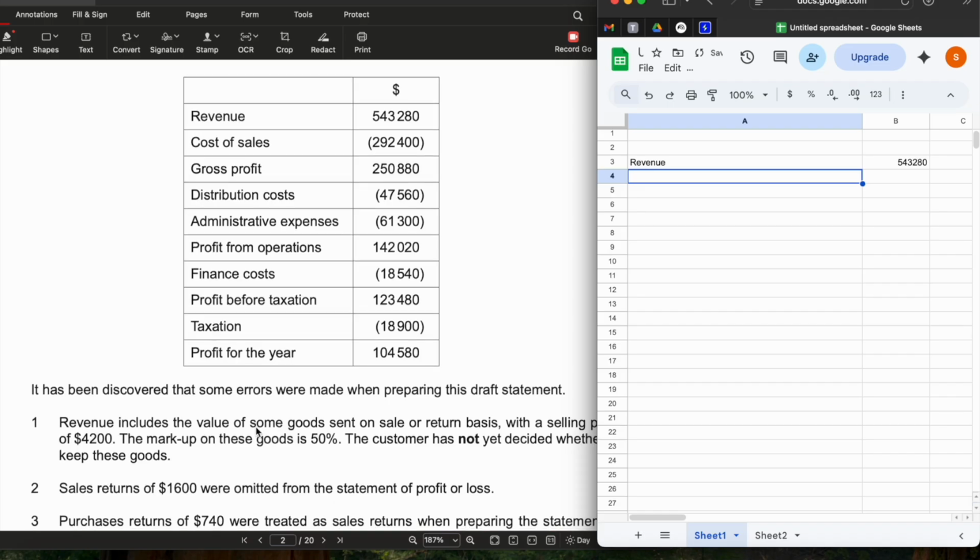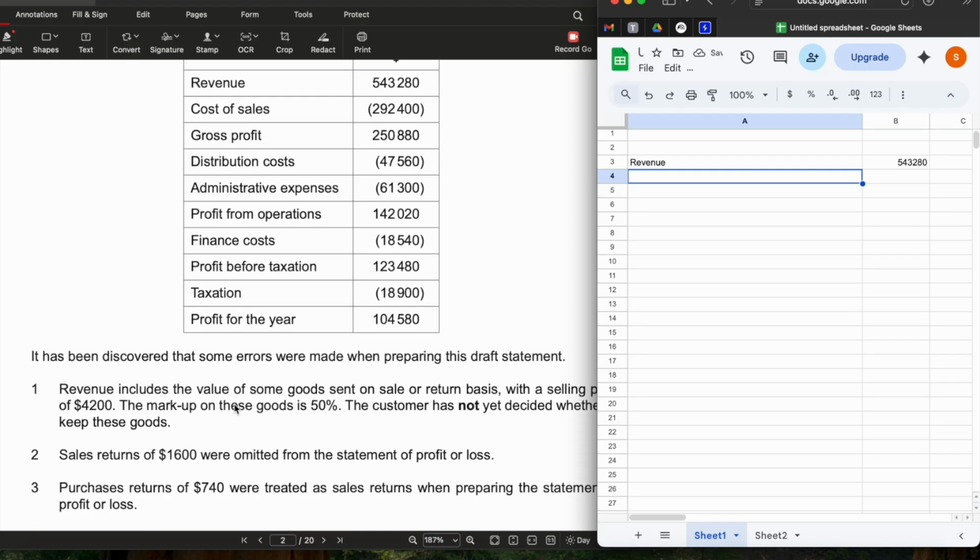So the first error that we have is the revenue includes the value of some goods sent on sale or return basis with the selling price of 4,200. So this is not yet a sale. We have confirmation has not been received yet. So what we'll do is subtract this: less sales on return basis, and that is 4,200. Okay, first adjustment for the sales is done.